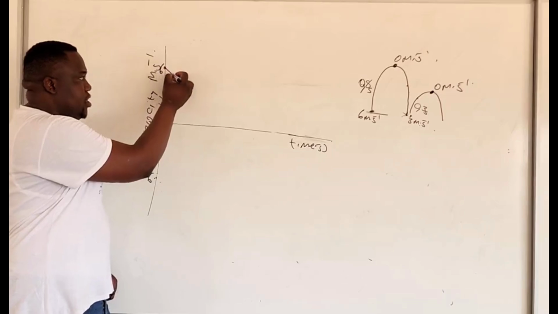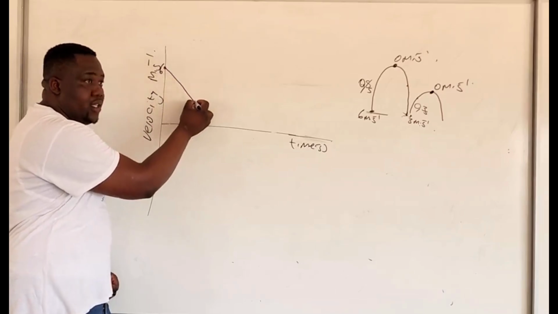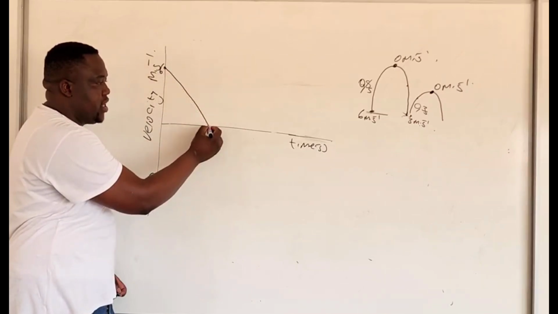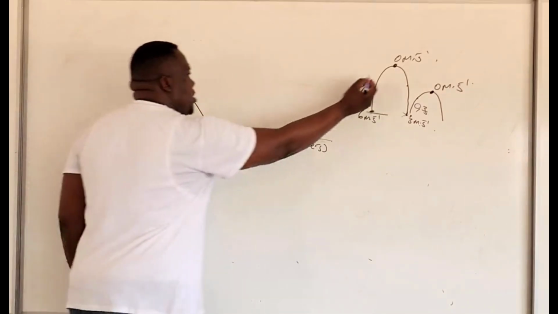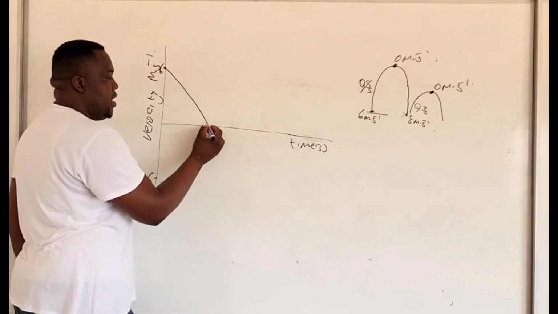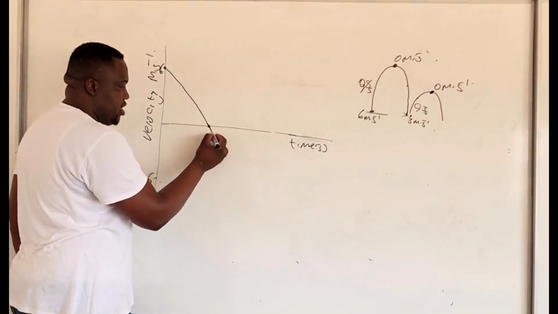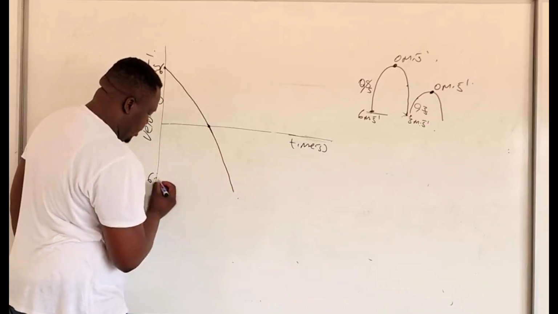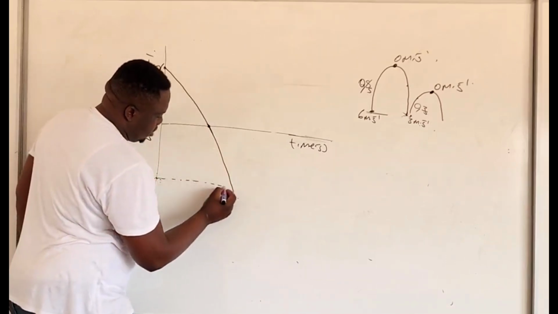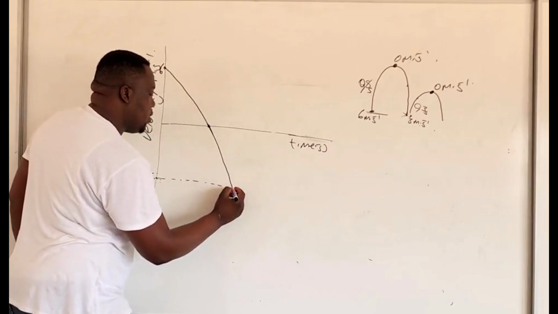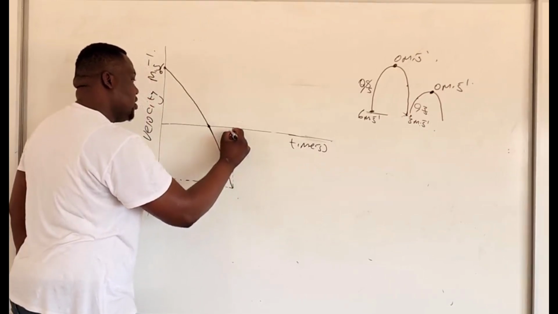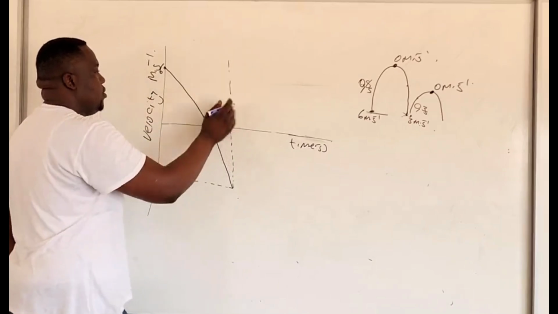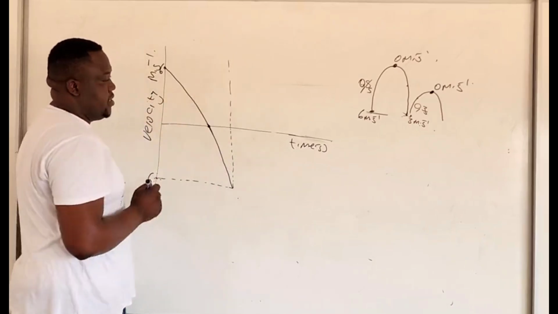Remember, as the object is moving up, the velocity will be decreasing until it reaches 0. You can see the velocity here is 0, it is at the maximum height. Then it returns back, the velocity starts to increase: 0, 1, 2, 3, 4, 5, 6, until it reaches 6. Understood? Okay. So this is the first scenario.